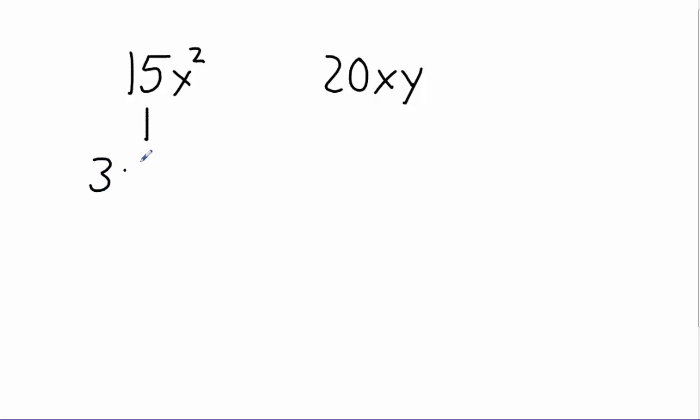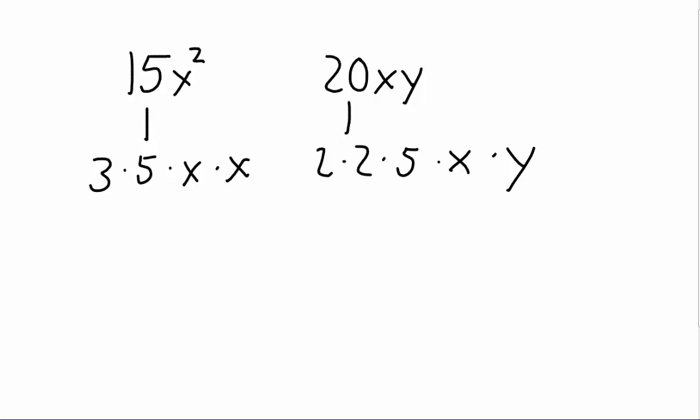So back to another example. Let's say we have 15x squared and then 20xy. Break 15 down into 3 times 5. x squared is just x times x. 20 becomes 2 times 2 times 5 times x times y. Now again, let's circle what they have in common. They share 5 and they share 1 x. So the GCF between them is 5x.